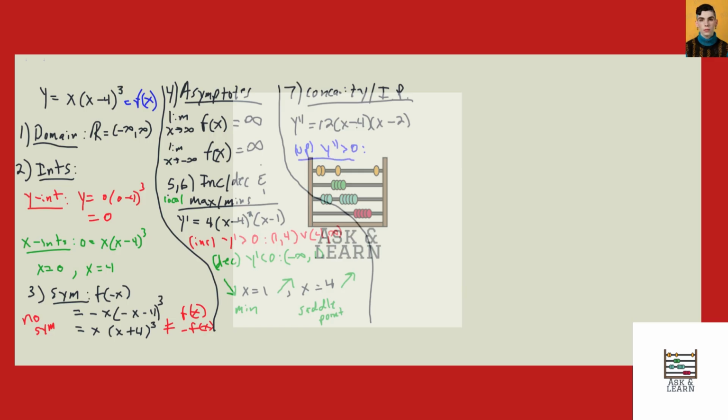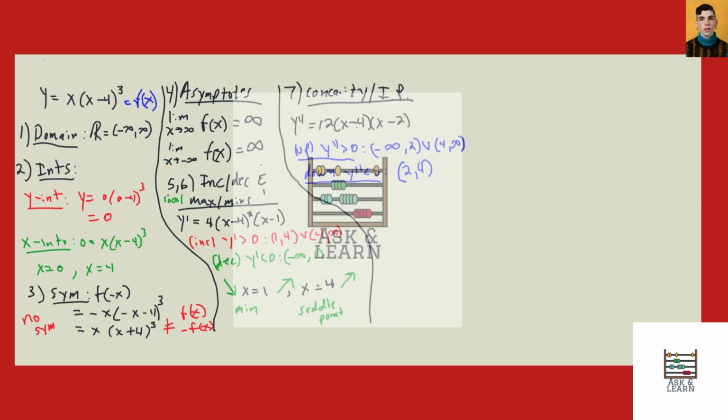And then once again, just for the brevity of the problem, I went ahead and solved this already. So this is going to be negative infinity to 2 union with 4 to infinity. And over here for concave down, this will be when y double prime is strictly less than 0, and we would be from 2 to 4.